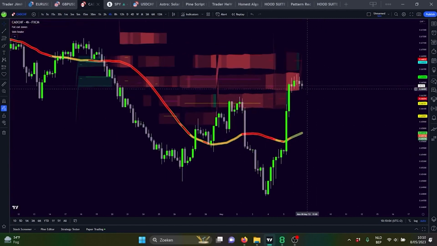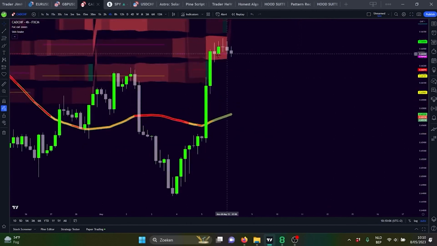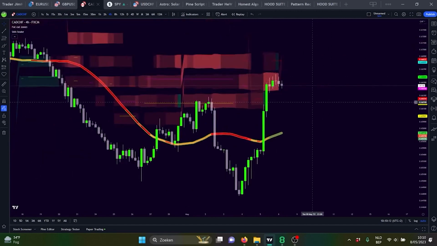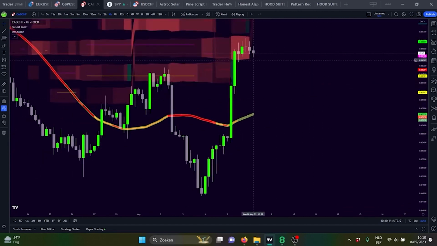Here, this is going to become a good setup. We got a good brightly colored Fat Cat zone. It's also in line with a fib line. So I want to see this pull back a bit, and this is where we would enter the trade. But let's see if we will take that trade on our next session.